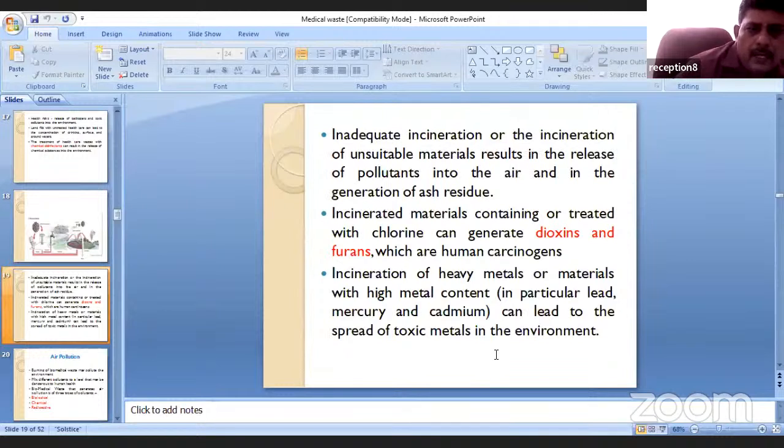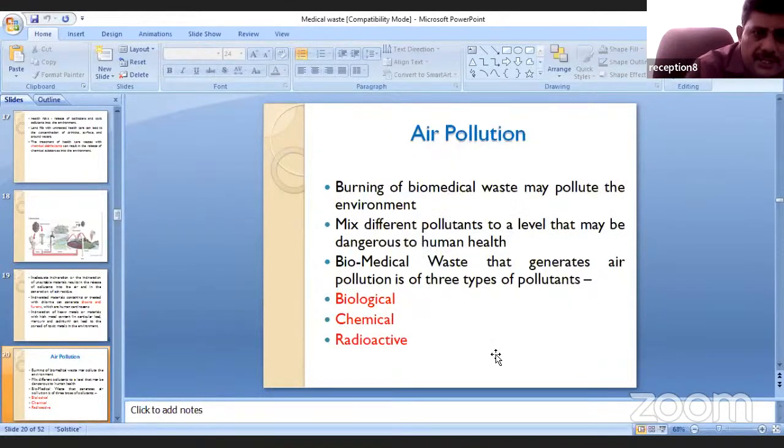Apart from that, when we incinerate biomedical waste, it also adds some heavy metals which act as carcinogens and can stimulate cancer in consumers, especially lead, mercury, and cadmium. These will be left in the environment when we do improper incineration of biomedical waste.